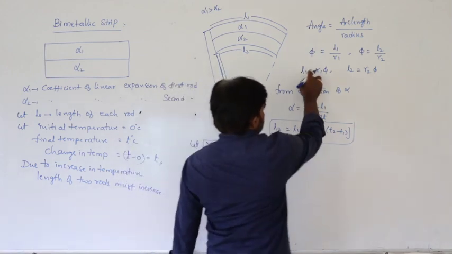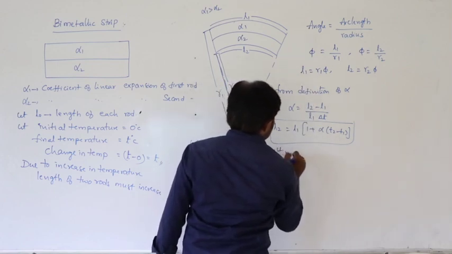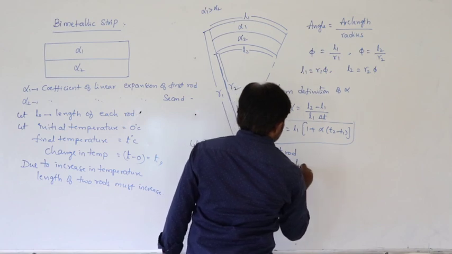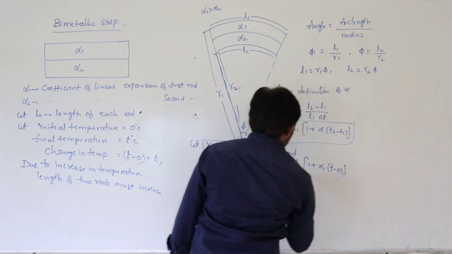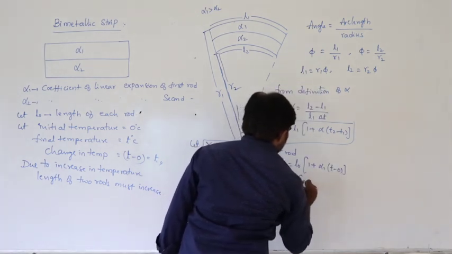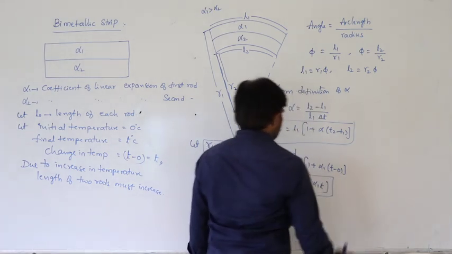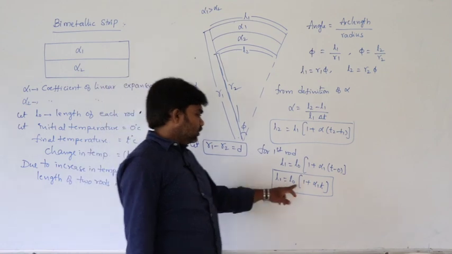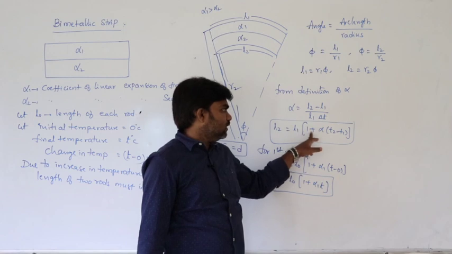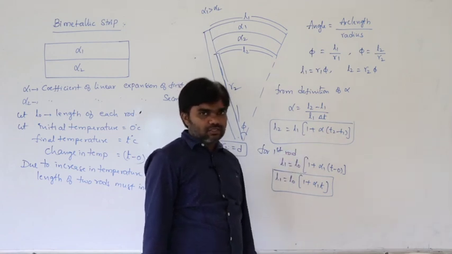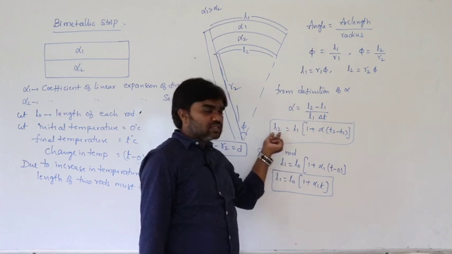So, for the first rod, the final length L1 is equal to the initial length into 1 plus alpha 1 into t minus 0. So, L1 is equal to L naught into 1 plus alpha 1 t. For the first rod, the general form is L2 is equal to L1 into 1 plus alpha delta T, or T2 minus T1. In case of the first rod, the initial length is L naught, and let us say the final length is L1.